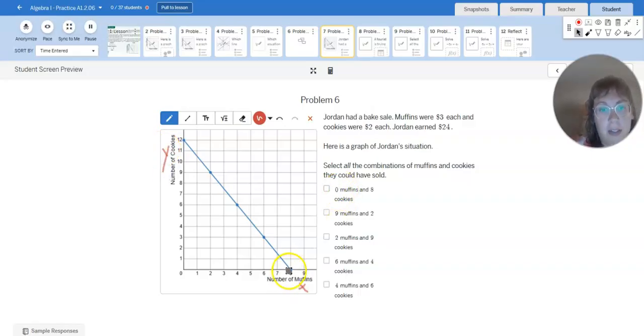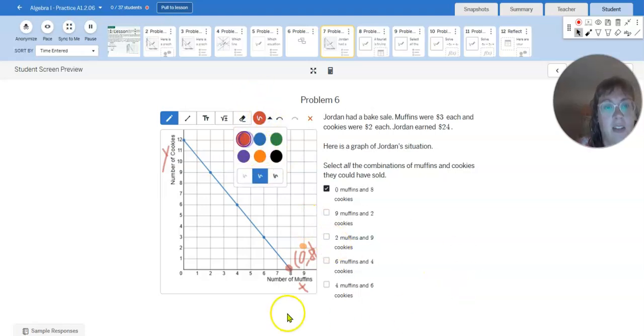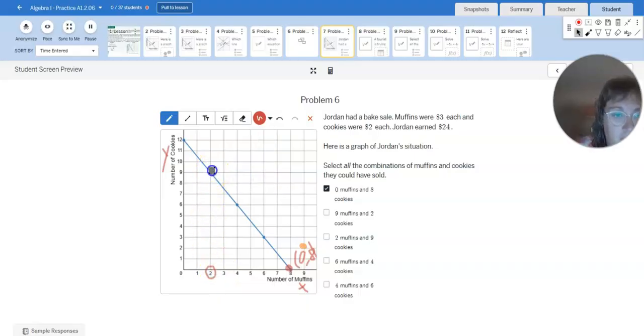So 0 muffins, 8 cookies. That's this point right here. 0, 8, that would work. 9 muffins, 2 cookies, that would be this point, which is not on the line, so it's not going to work. 2 muffins, 9 cookies. Here's 2 muffins, go up to 9. This is on the line at 2, 9, so that one works.